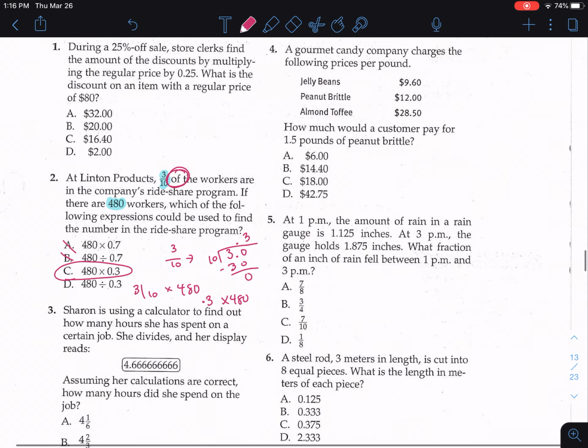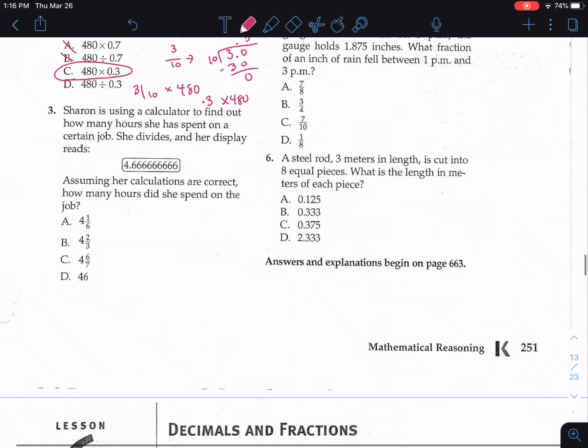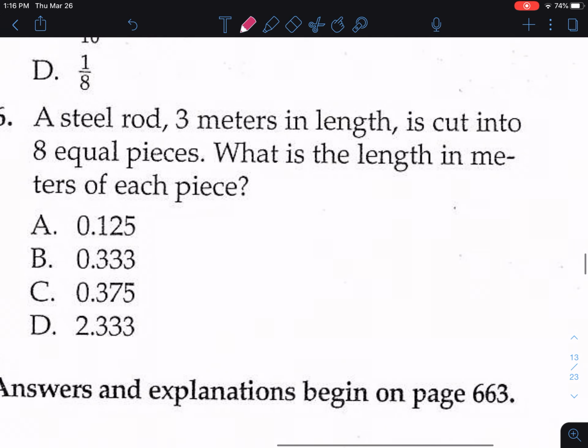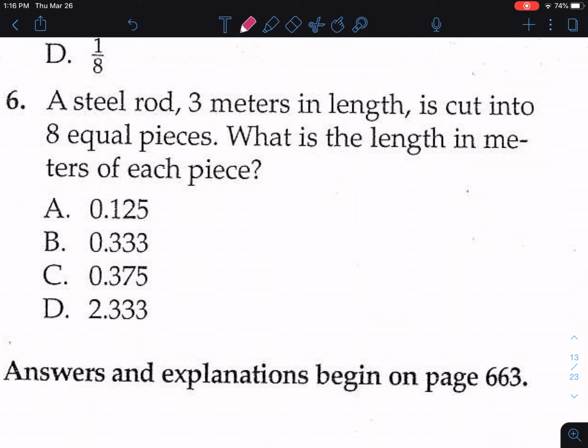Okay, one more, and then you guys are going to practice putting these together. Let's look at number 6. A steel rod 3 meters in length is cut into 8 equal pieces. What is the length in meters of each piece? So we have 3 meters and it's cut into 8 equal pieces. So that's just going to be 3 divided by 8.